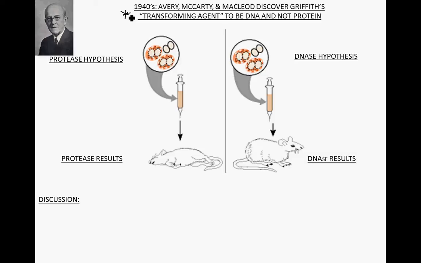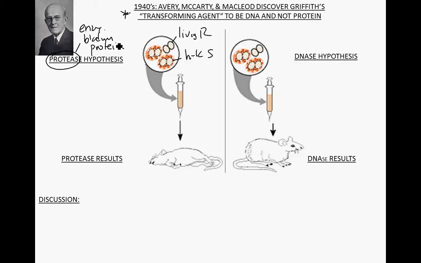What Avery, McCarty and MacLeod do is they take Griffith's basic experiment. They have living R, and they have heat-killed S, and they mix it together, and they end up getting results much similar to Griffith's. But how they tweak it is, in one case over here, they put a protease. Now, a protease is an enzyme that will break down proteins. So they put a protease in one.